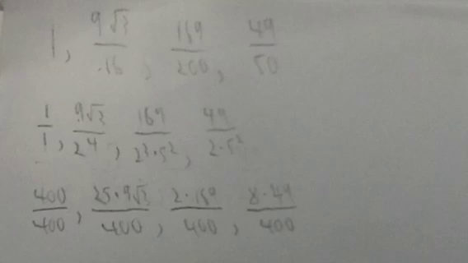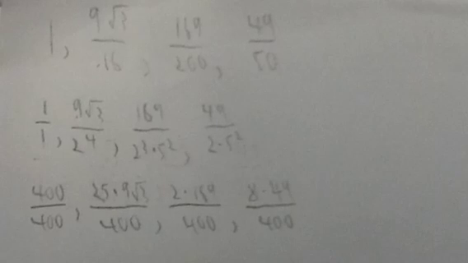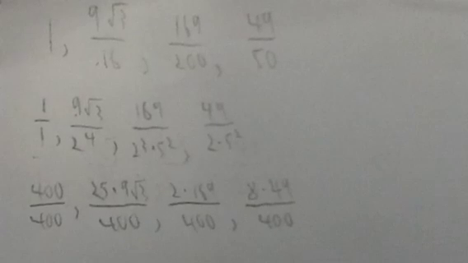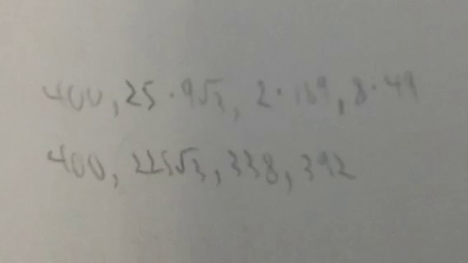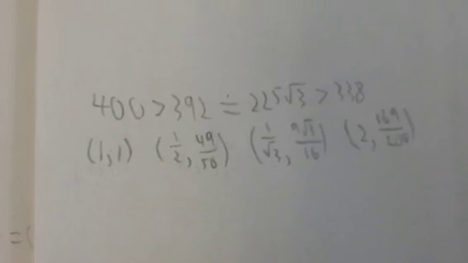Now we need to find which of these values is minimal and which is maximal. Start by finding a common denominator and canceling it out. Then simplify, and use linearization to approximate the square root, and put the values in order.